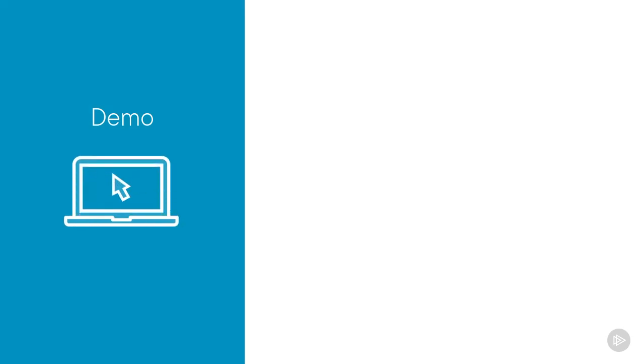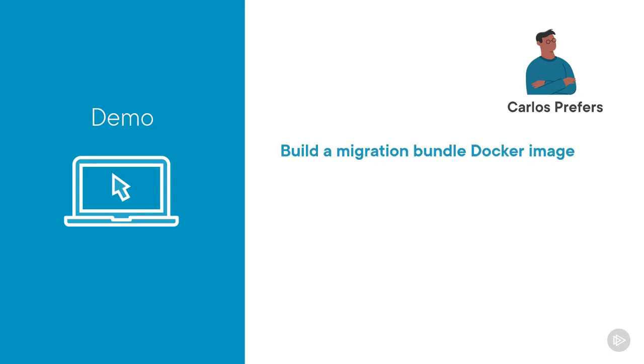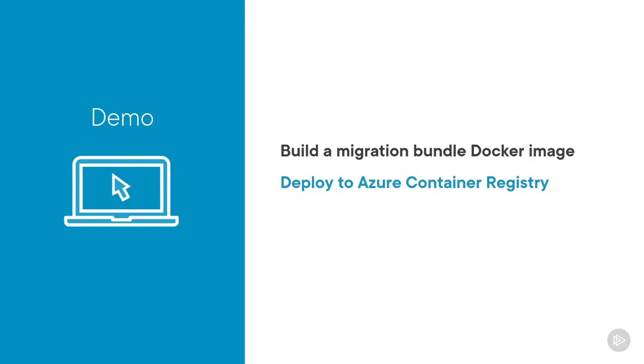Now Carlos needs to deploy migrations to a shared environment in Azure. There are many ways to accomplish this. Carlos prefers to build the migration bundle into a Docker image. Then he will deploy that image to an Azure Container Registry. And finally, he will create an Azure Container instance to run that image and upgrade the database.